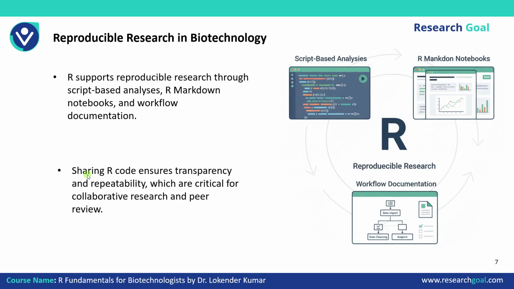Next is sharing R code ensures transparency. You can also share the code with another researcher, and if they are able to repeat it, that means your research is reproducible, and it's also important for collaborative research and also for peer review, because sometimes reviewers are going to ask you to provide a script that you have used for data analysis, and it becomes very important. If you provide that at the time, then your paper is going to get accepted, and the chances are high when you provide those kinds of analysis scripts to the reviewers.